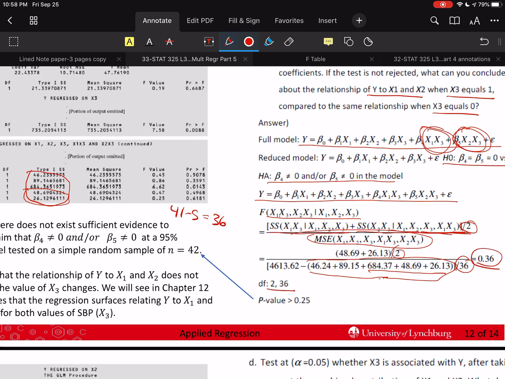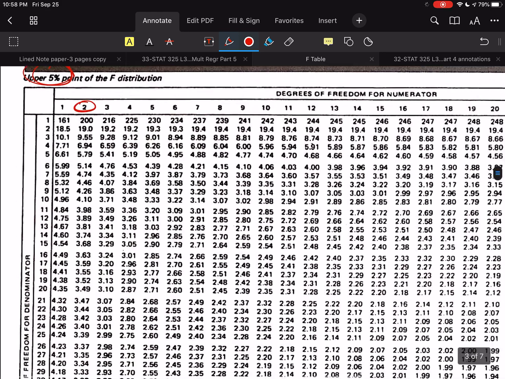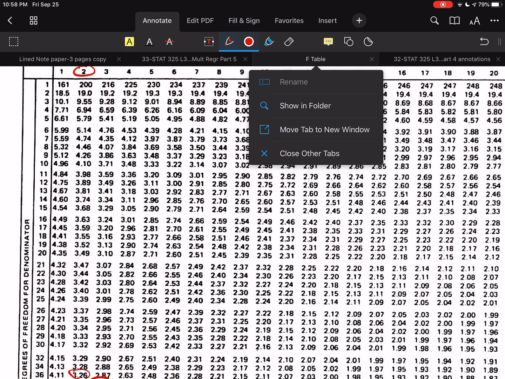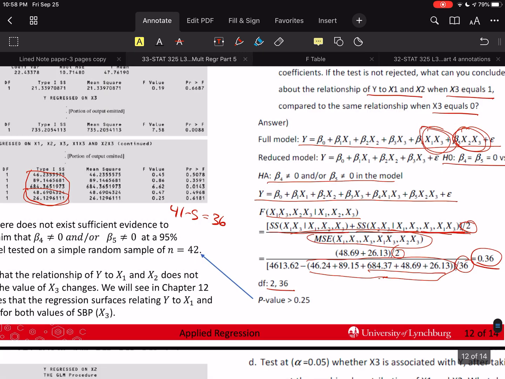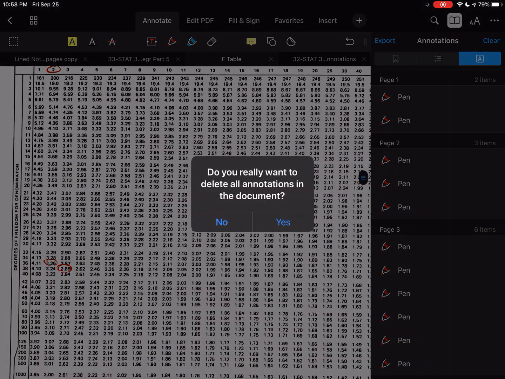And at 2 and 36, the p-value is greater than 0.25. So 2 is the second one, 36 is here, 3.26. And this is 0.36, which is smaller than 3.26, way smaller. So we know that the p-value is much higher than 0.25. I might clear that out again for next time.